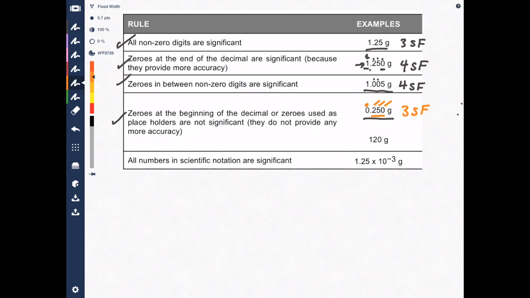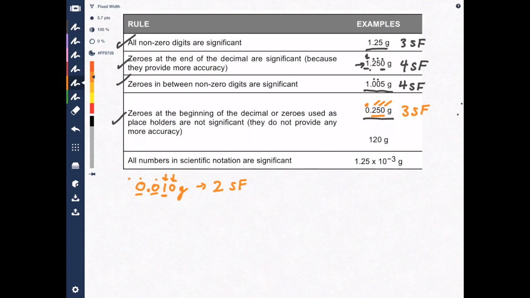Now let's come down here and let's do a few more examples. What if I had 0.010 grams? That's actually 2 significant figures. Now this 0 is a placeholder. That 0 is also a placeholder. They're just telling me that the number is small. But after the first non-zero digit, that 0 right there becomes significant. This 0 and that 0 are placeholders, non-significant. After the first non-zero digit, the 1, everything after the 1 becomes significant.